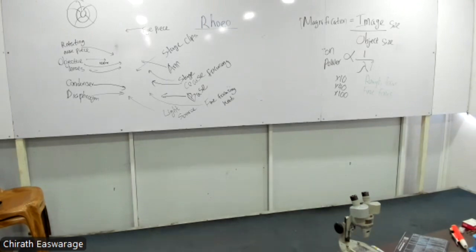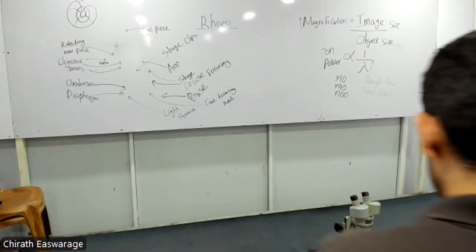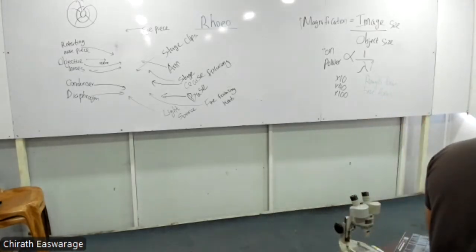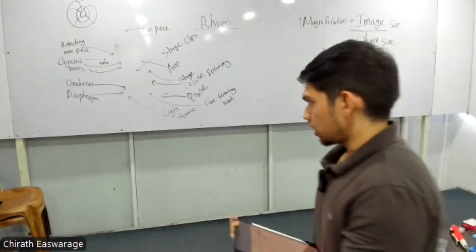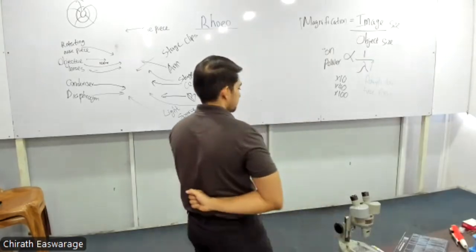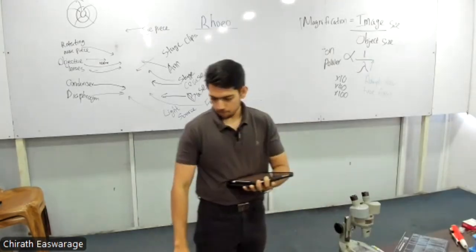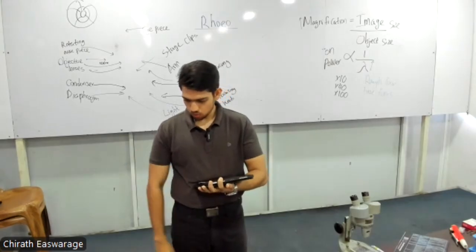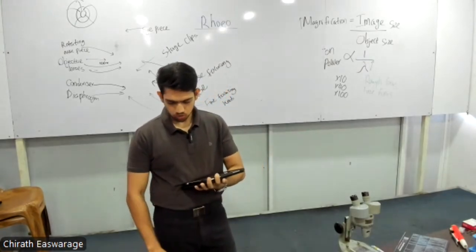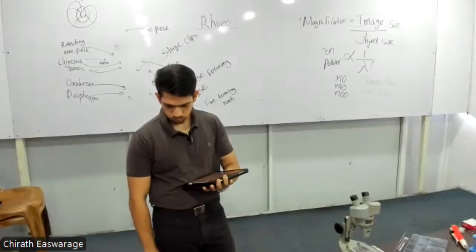Next point. Place the slide on the stage of the microscope and observe under the low power objective lens.